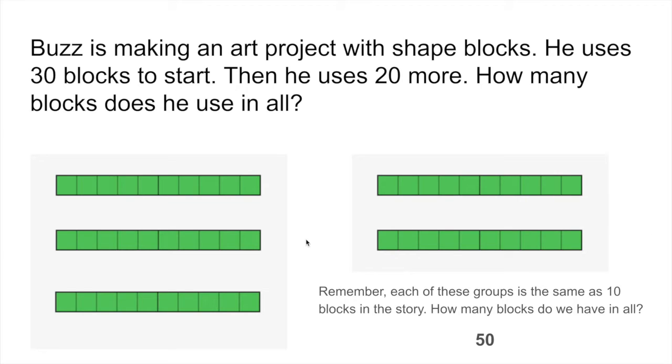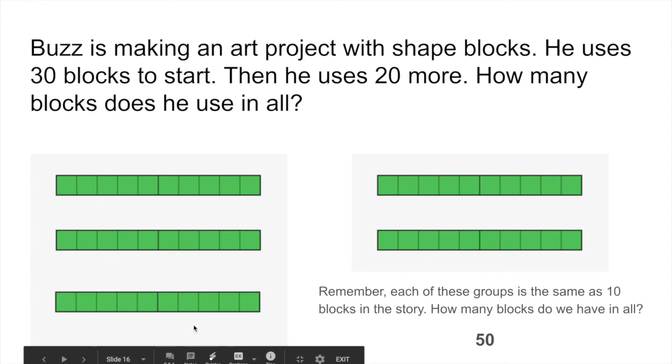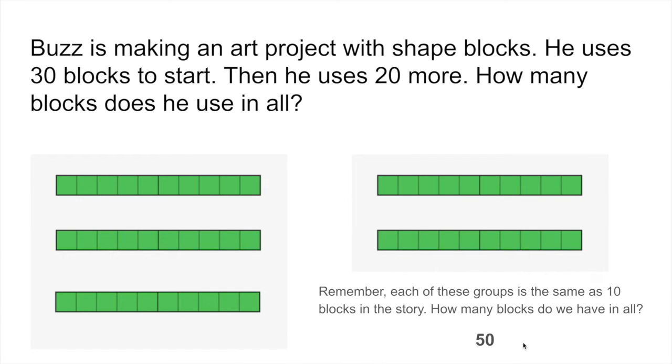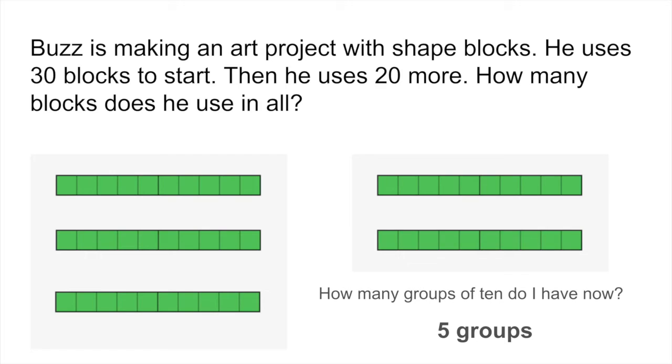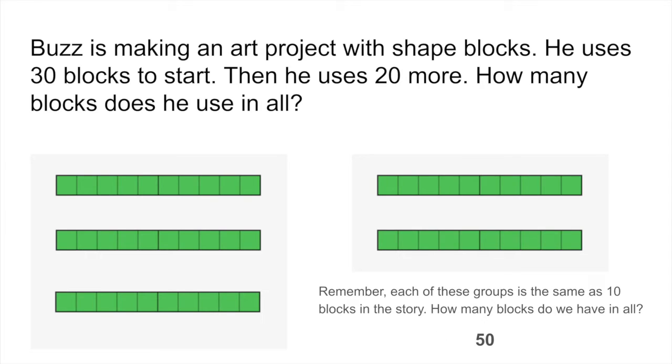But remember, each of these groups of 10 is the same as 10 blocks in the story. So how many blocks do we have in all? We could figure it out by skip counting. 10, 20, 30, 40, 50. He used 50 blocks in all. That 50 is the same as 5 groups of 10.